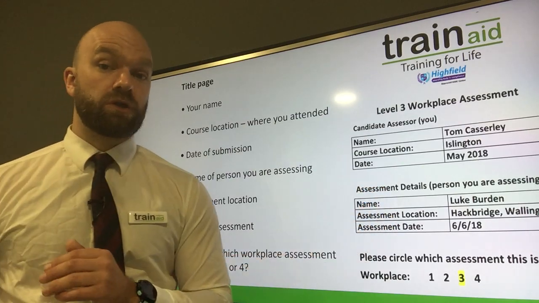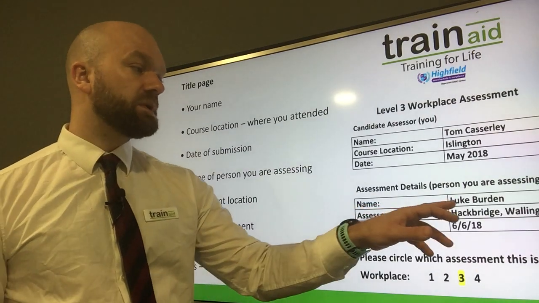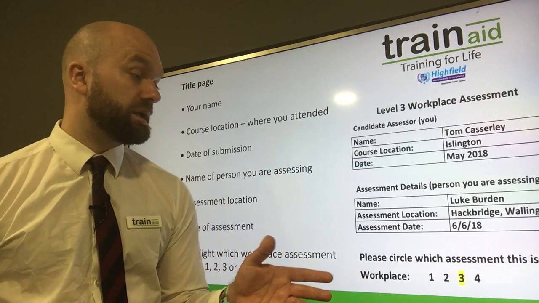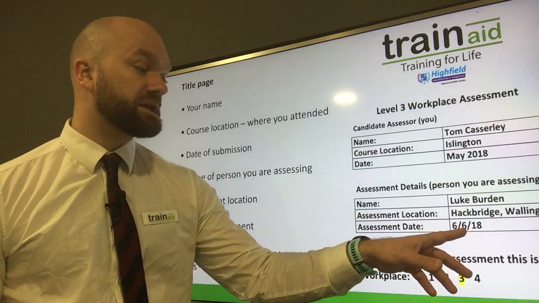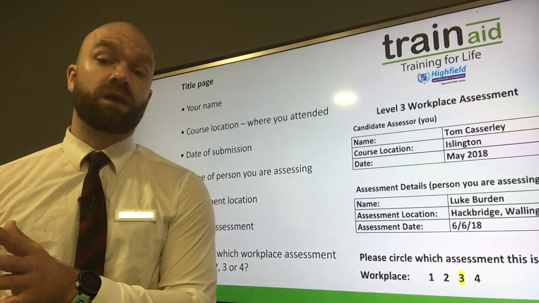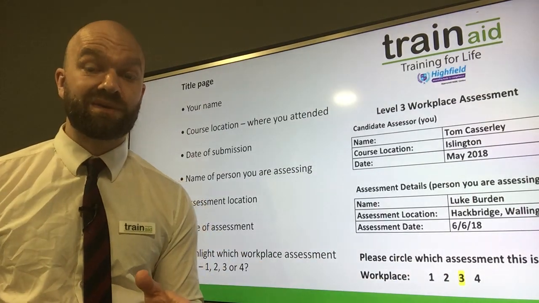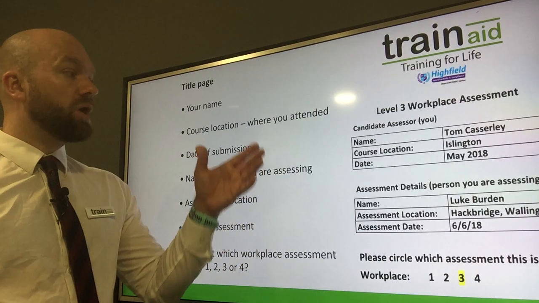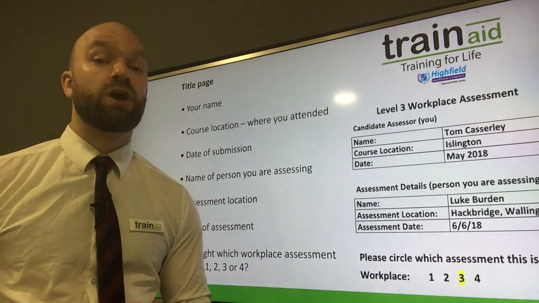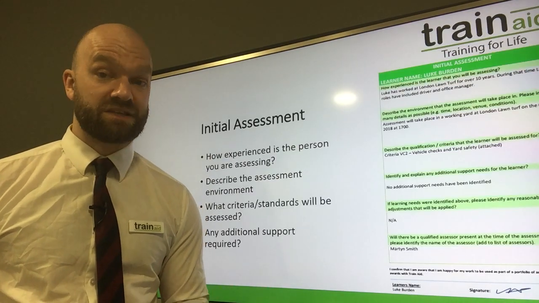This is the person that you are conducting your assessment on, so your learner. For example, here we have Luke. We have the assessment location, where the assessment's taking place, and also the date as well. It's also important to highlight which workplace assessment this is. For example, this is number 3. Just to remember, we are expecting to see a completed front sheet to give us information about your first or your second, third or fourth assessments.